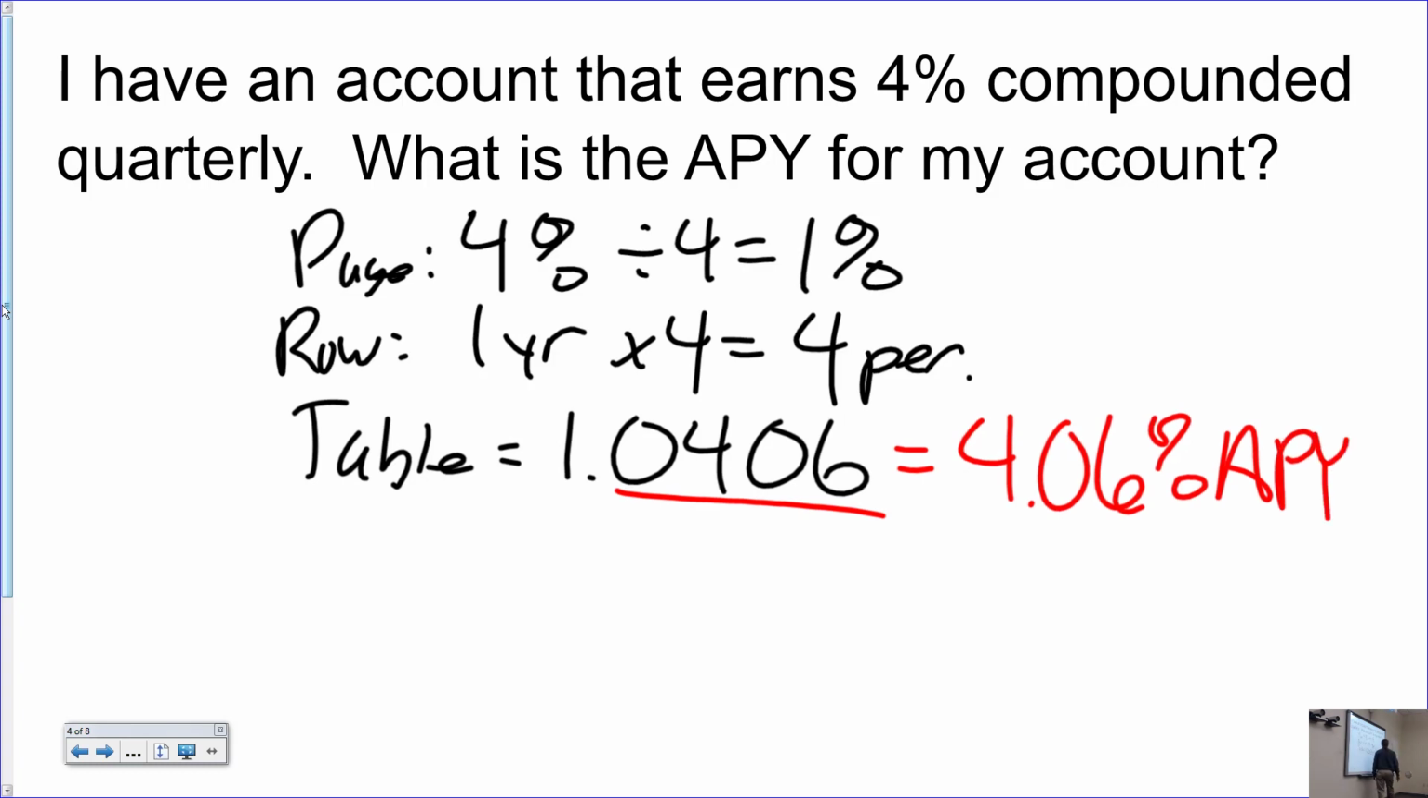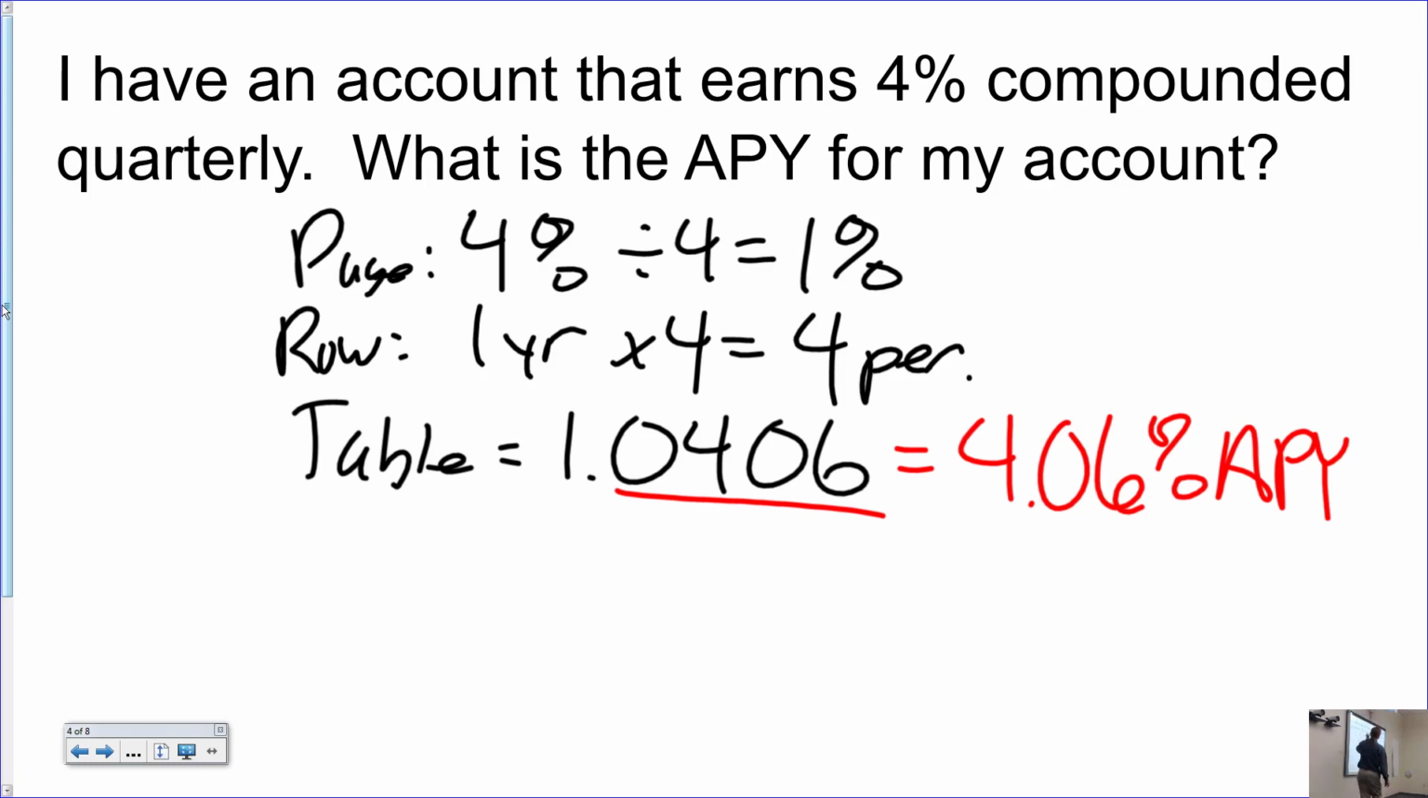Please do convert it to a percent because all interest rates are written as percentages, so tell me it's 4.06% APY. That's what it is. Yeah, and again, like I said, you don't have to do it the long way.